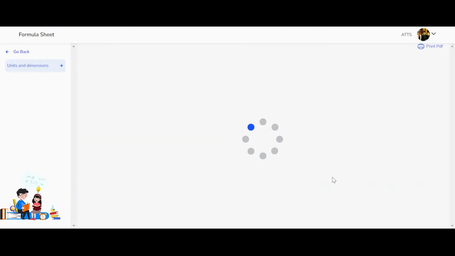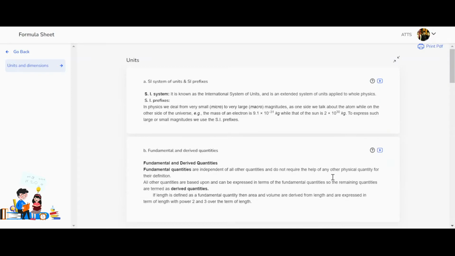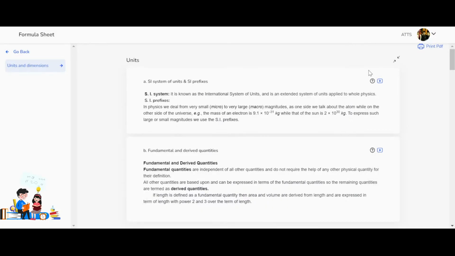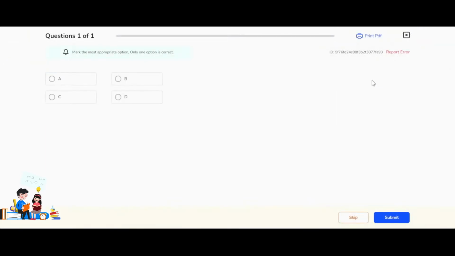बात यहीं खत्म नहीं होती है. With this formula sheet, Acadza has 2 more things for you. One is a video to help you to remember or memorize the formula. Isn't it great? But there is also one more thing.